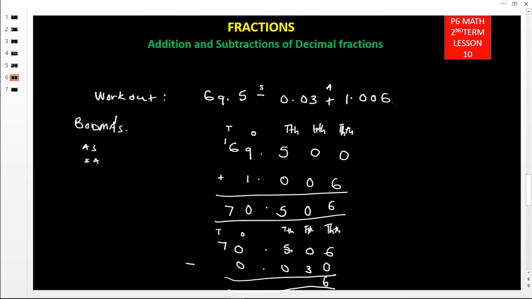0 take away 3, it is small. So we regroup here, we remain with 4 groups, we bring 10. Now this 10 take away 3, we remain with a 7. So 4 take away 0, we remain with our 4. Then our point here, 0, then a 7. So our answer becomes 70.476.